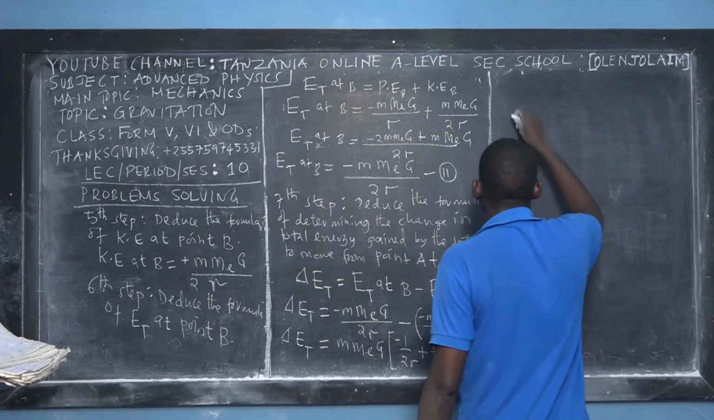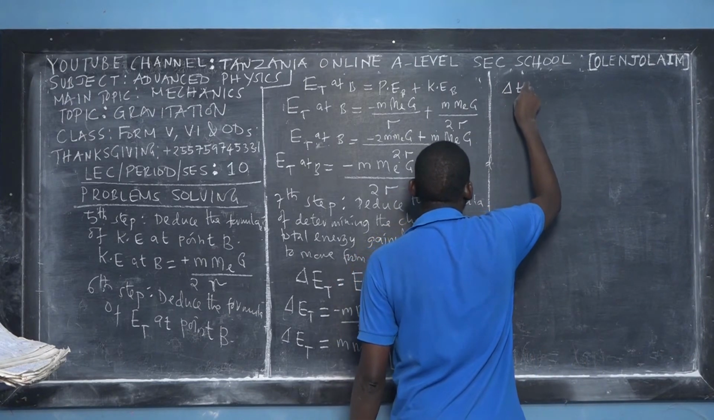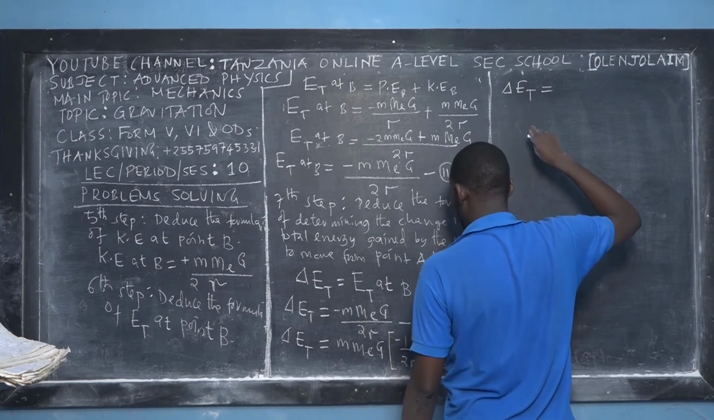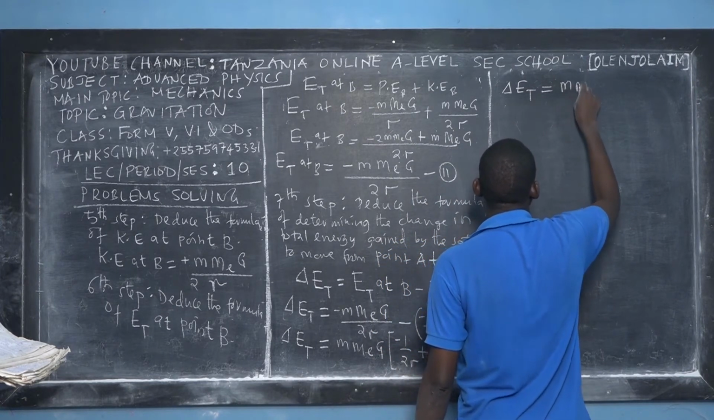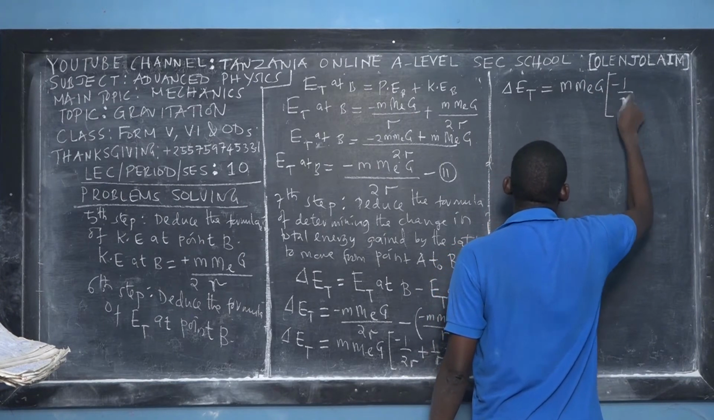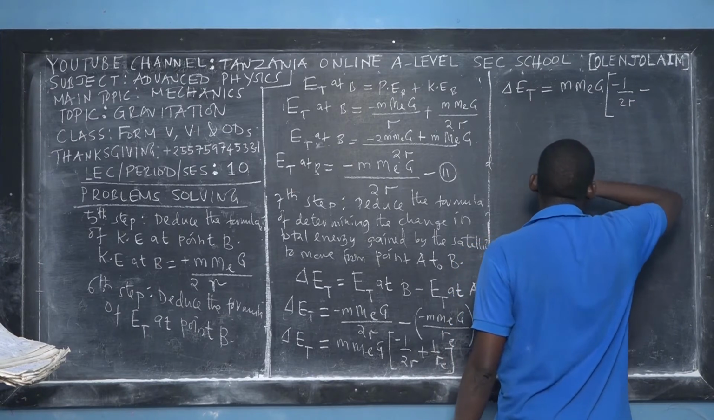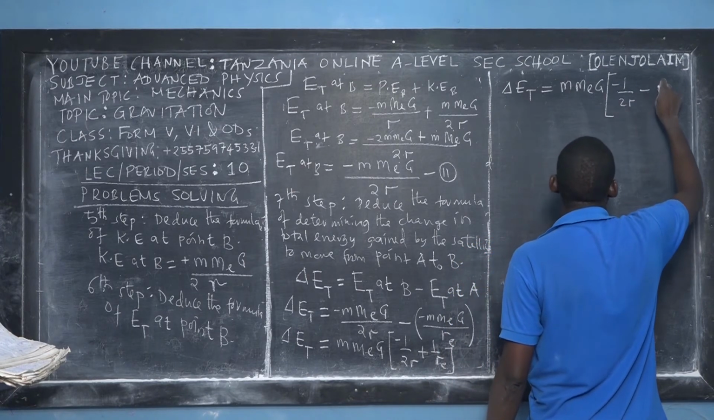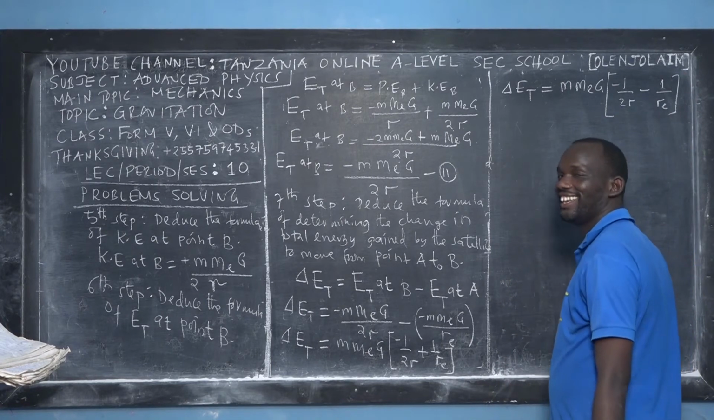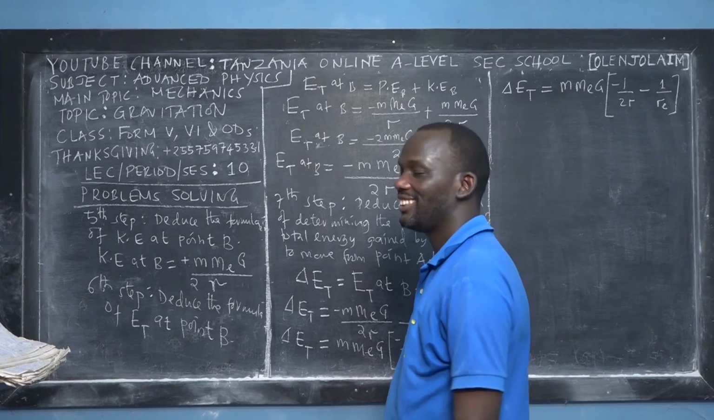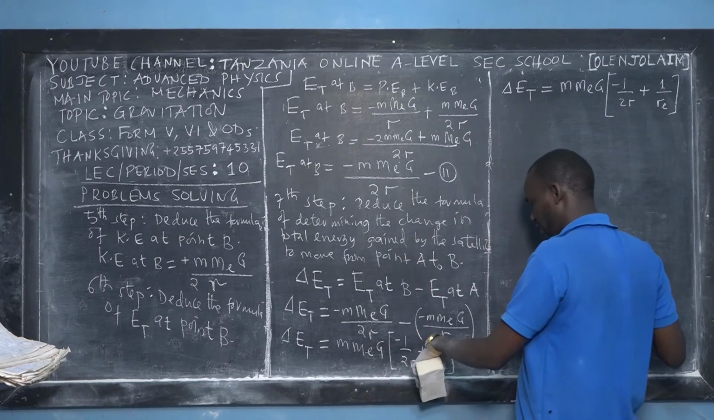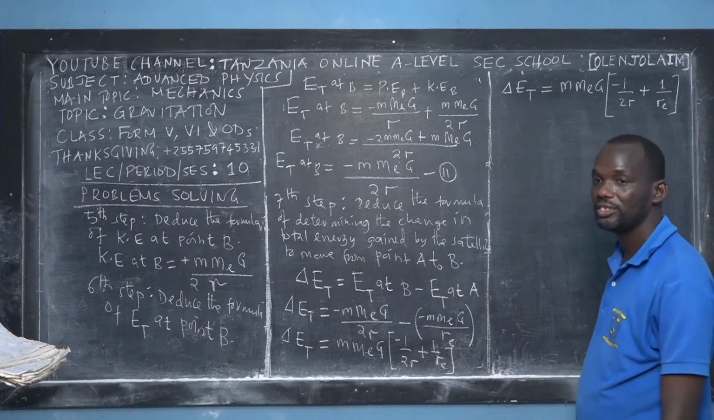Okay, so let me rewrite it here. The change in total energy between point A and point B is equal to the mass of the satellite times the mass of the S times the gravitational constant, then negative 1 over 2R minus 1 over the radius of the S. Right? Radius of the S. So this is positive, according to what? So I just copied this formula at this point.